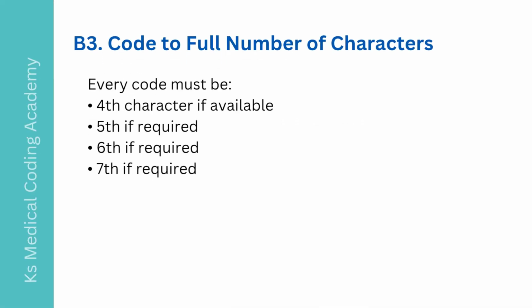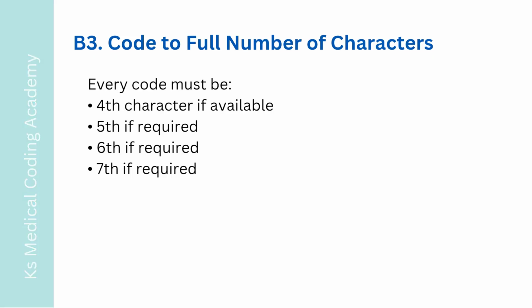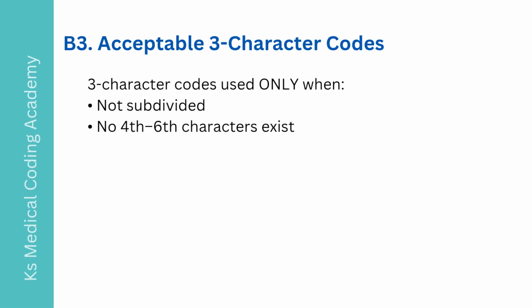Code to full number of characters. When codes have required characters, 4th through 7th, include them all. Use placeholders where necessary to correctly place extensions such as the 7th character. Acceptable 3-character codes. A 3-character code is acceptable only when the category has no subdivisions. If subdivisions exist, you must select the most specific subcategory code available.